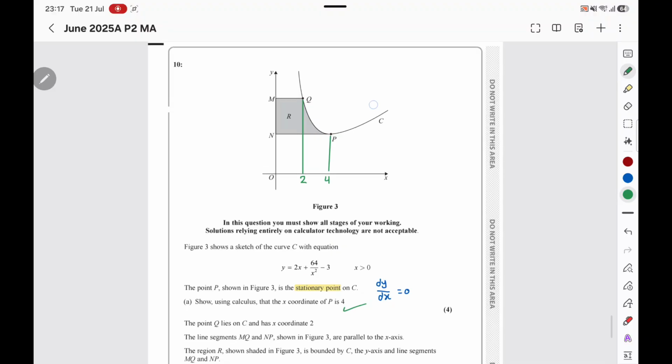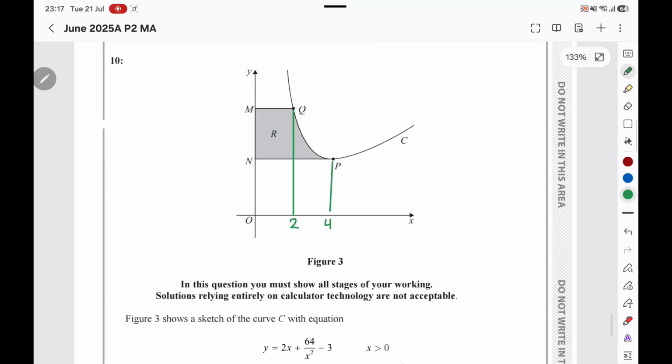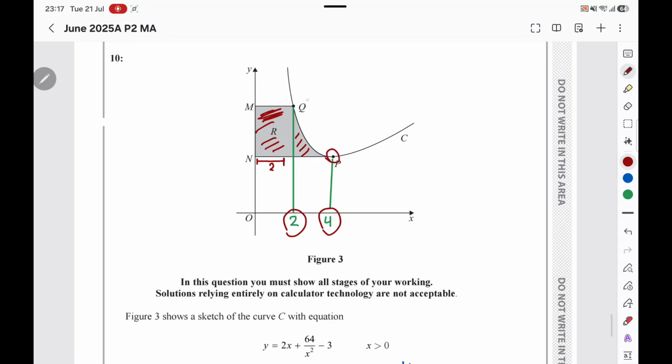In order to find the exact area of R, we will do as follows. We will get the area of this rectangle, so we need to know the y-coordinate of Q and P, and this distance is 2 for sure, length times width. And to find this area, we will do integration from 2 to 4, minus this rectangle, or we can minus the line after we get the y-coordinate of the line. So let's first find the y-coordinate of P and Q.